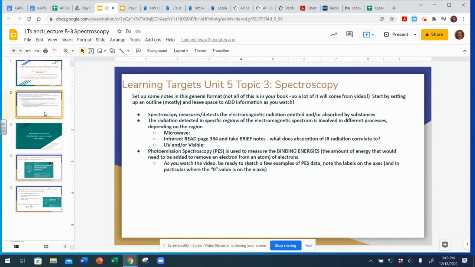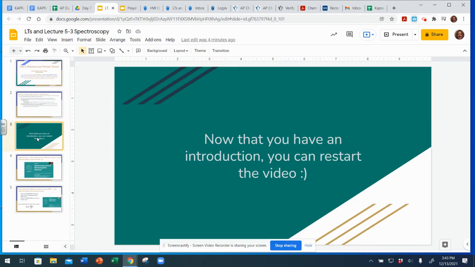So the learning targets for this are largely setting up an outline. There's only one thing here on page 384 that you would need to actually do before you watch this video. So go ahead and get this set up so that you have space and you're not stopping it too many times to write in the middle. And then go ahead and restart the video. Now that you have your introduction, we'll see if we can do this together.